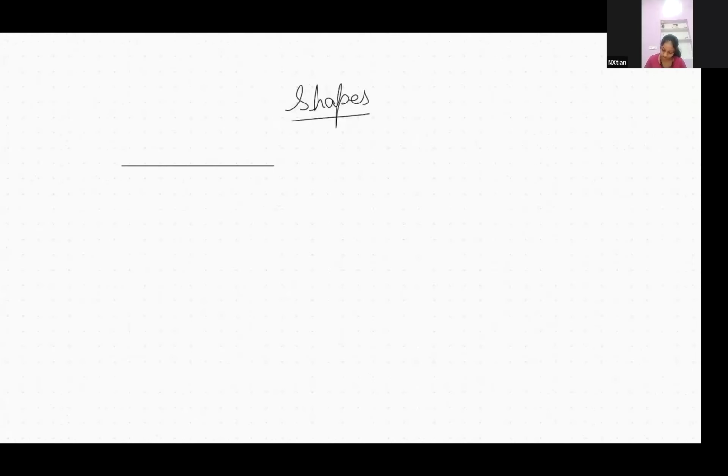Ma'am, are you trying to draw a triangle? Kind of, but not a triangle. See, now in this figure, if you look closely, you will see that here one end is open. One side is open.